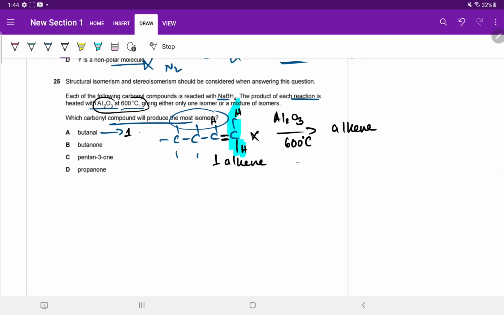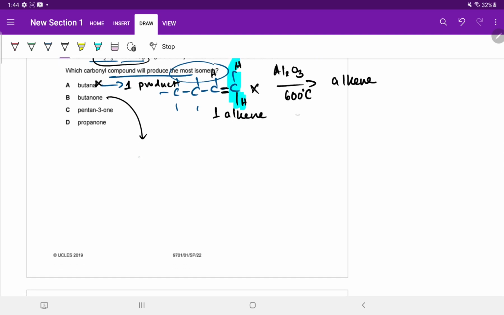Okay, so this will only form 1 product and there are no isomers. So 1 shall be wrong. Next, let's see butanone. Butanone is a ketone. So once again 4 carbons, and butanone is a ketone, so there will be a double bonded O with a carbon. Once we reduce this, it will form a secondary alcohol.